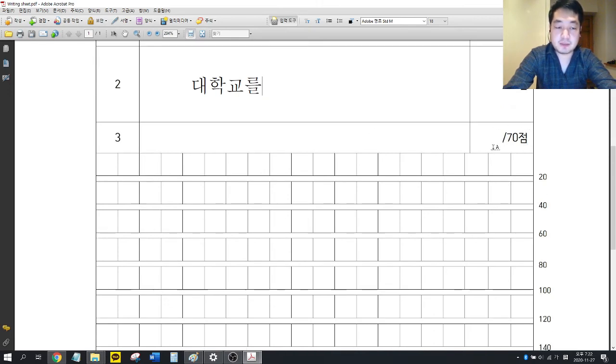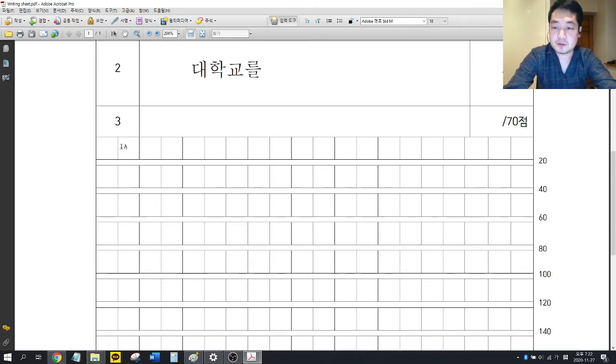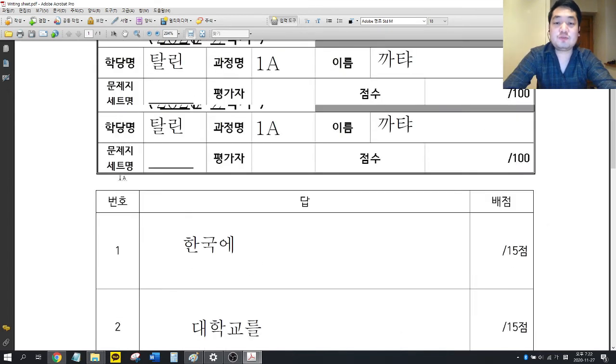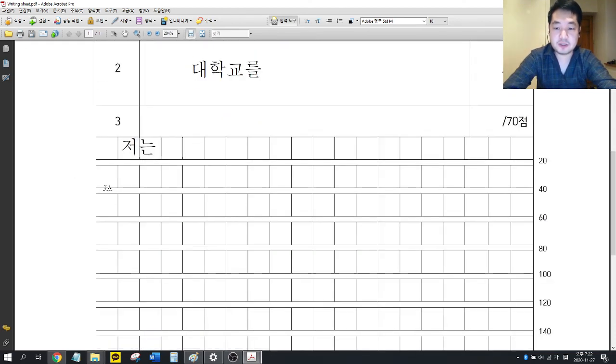Essay part, 70 points. So when you write, you should make a space in the beginning for the first sentence of the passage. First sentence of the passage. As I said, also you need to print this out. You cannot use computer. You should print it out and use the pen.